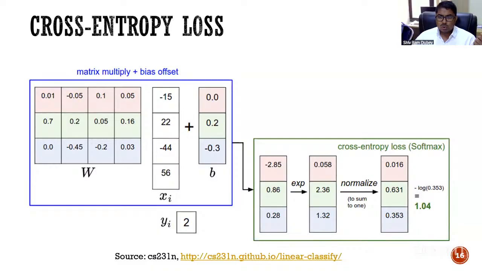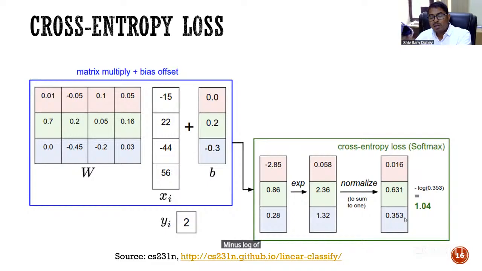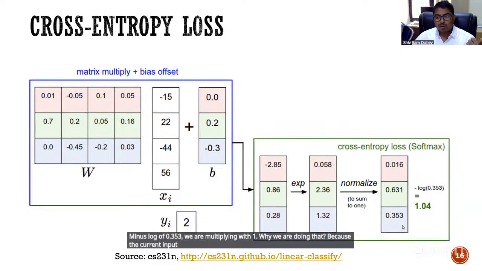But sir, should we not find log of all three classes and sum the loss? Actually, we are doing the same thing. So what happens in cross entropy loss? We are finding the log of all these three terms, but when multiplying, minus log of 0.016 we are multiplying with 0, minus log of 0.631 we are multiplying with 0, and minus log of 0.353 we are multiplying with 1. Why are we doing that? Because the current input belongs to the third class. Fine, that is for yi is 2.